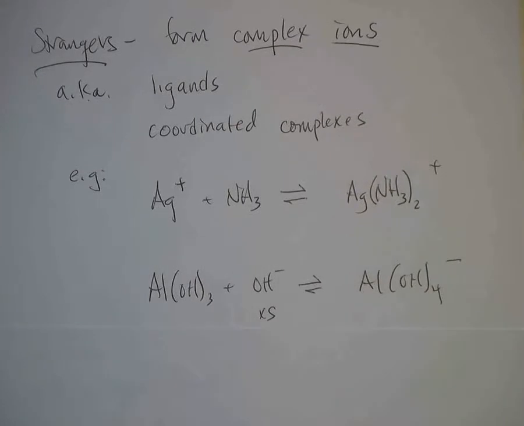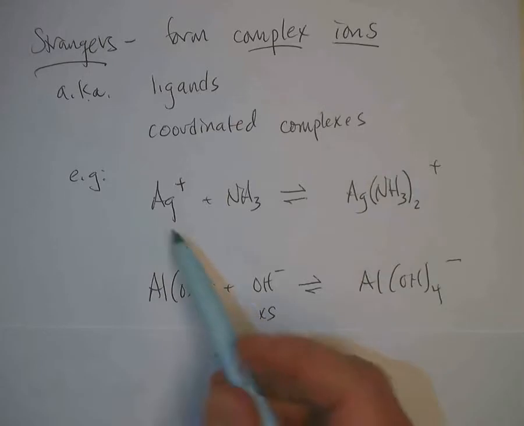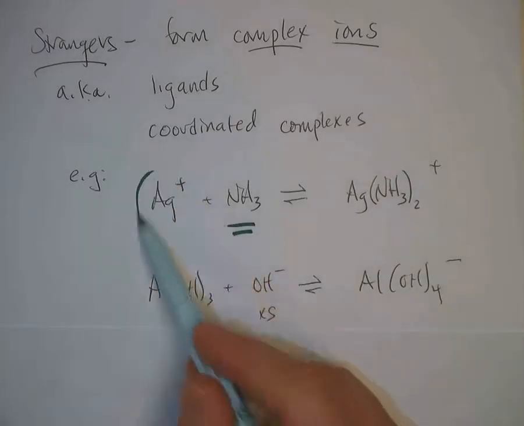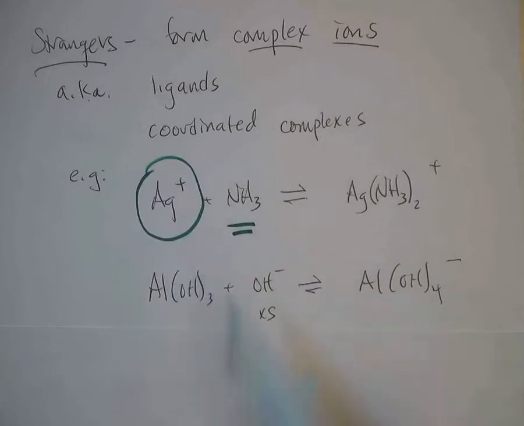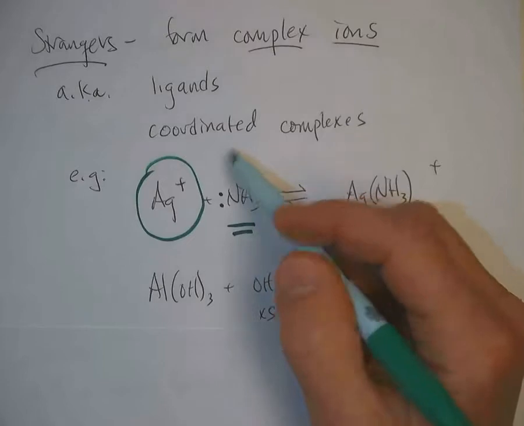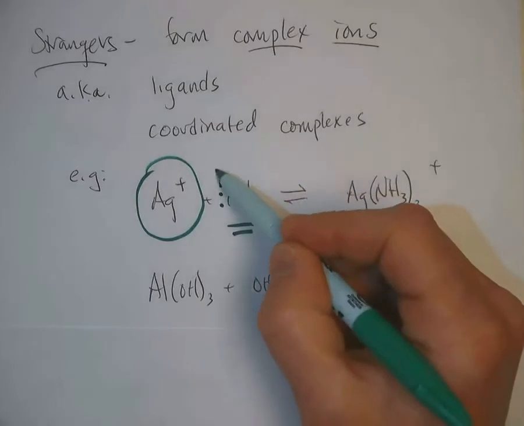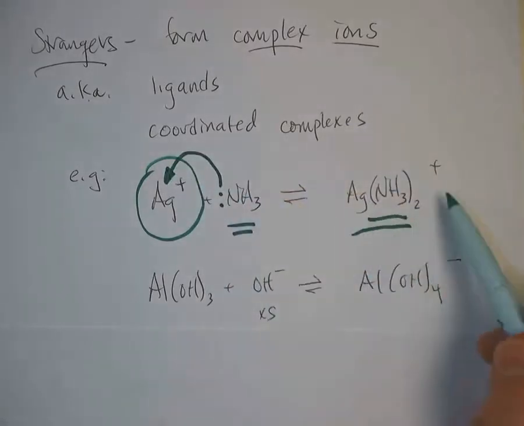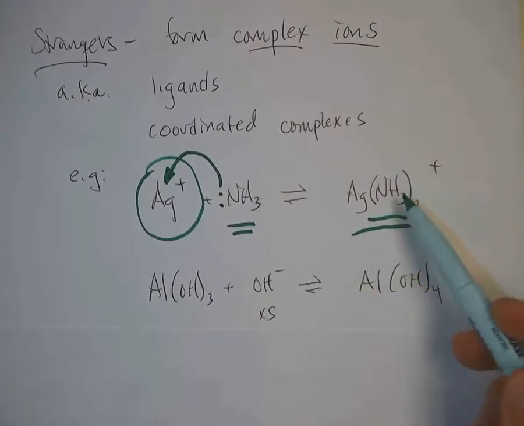Here's a couple of examples. Let's say that we had silver ion in solution and we added some ammonia to it. Silver, positive one, can act as a Lewis acid. It can accept electrons. Well, ammonia right here is a good electron donor, which is known as a Lewis base. And it forms this complex ion over here with a +1 charge.